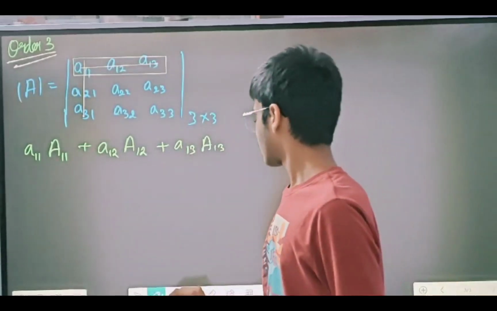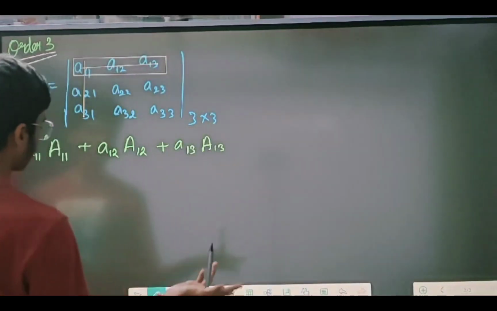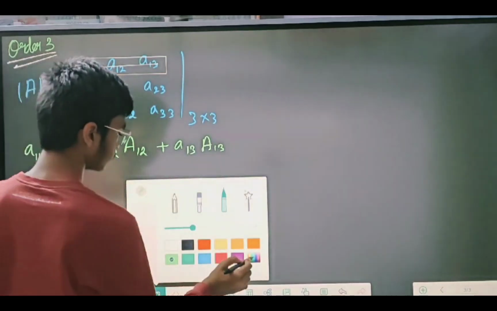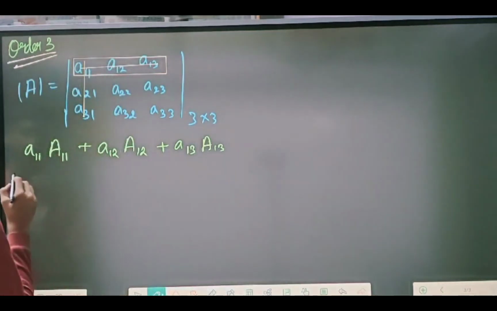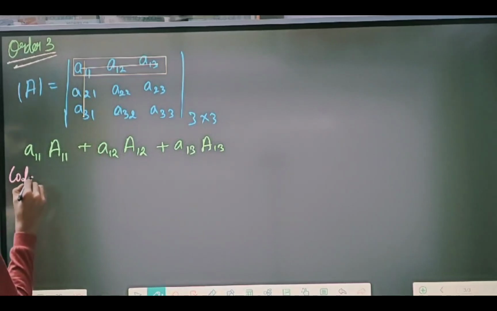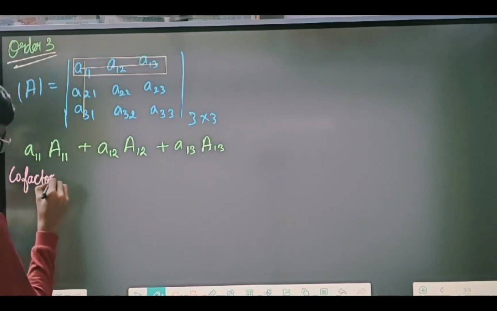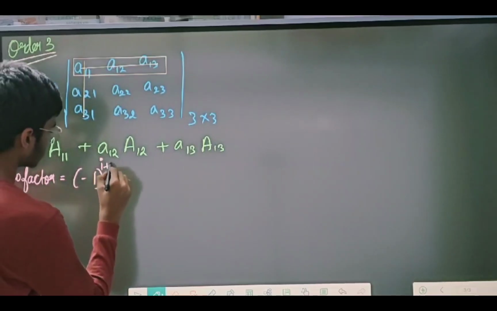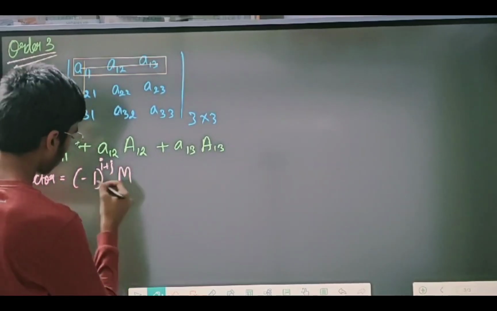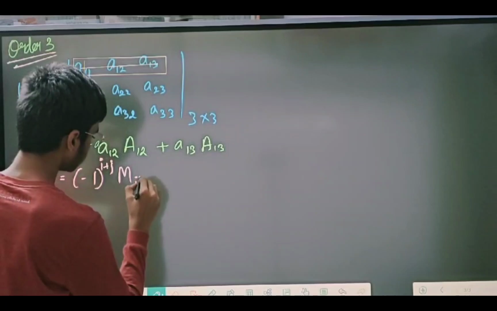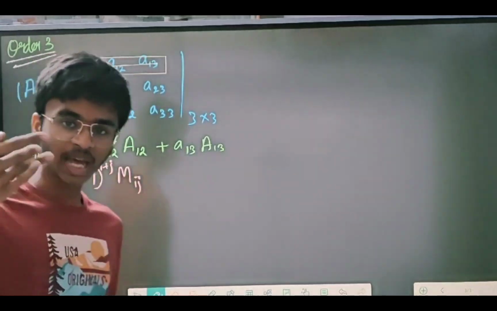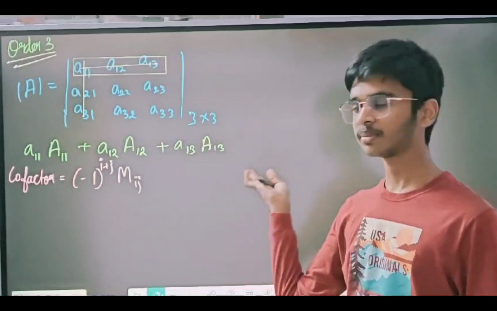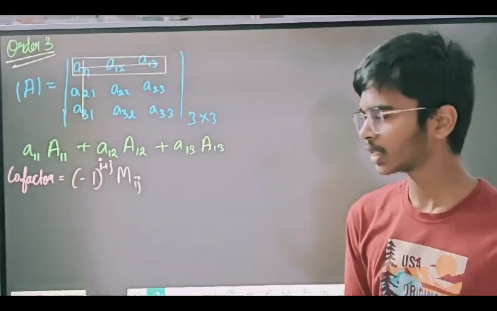Now the cofactor formula. How will the cofactor's formula be? We know that the cofactor A_ij is equal to minus 1 to the power of i plus j, into the minor of that i and of that j. Like that only has to be written.